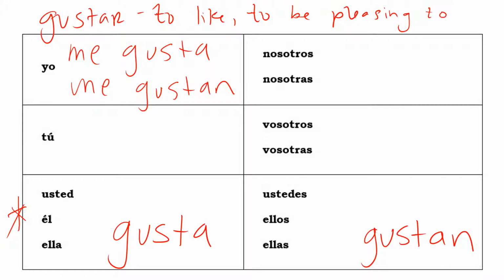Gusta agrees with the book because it's one thing. Whereas if I want to say that I like more than one thing, me gustan los libros, I need gustan to agree with los libros, so I make gustan plural. The books are pleasing to me. Me gustan los libros. This rule is true for all of the different forms. So we just need to match the correct indirect object pronoun with either gusta or gustan.